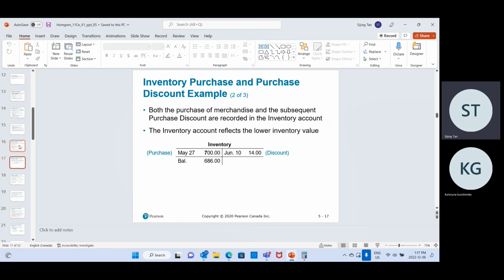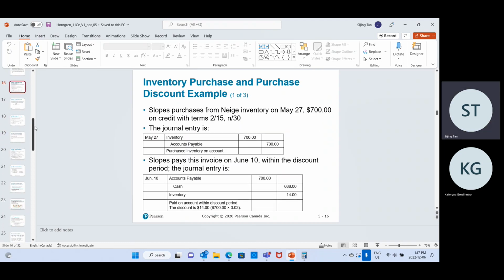Now we see examples. Slope purchased inventory from Lage on May 27th, $700 on credit, with terms 2/15, n/30, which means if you pay within 15 days, you have a 2% discount. And the full bill should be paid within 30 days from May the 27th. Now the journal entry, we already talked about that, right? This is a purchase on account. So we debit inventory, credit accounts payable.